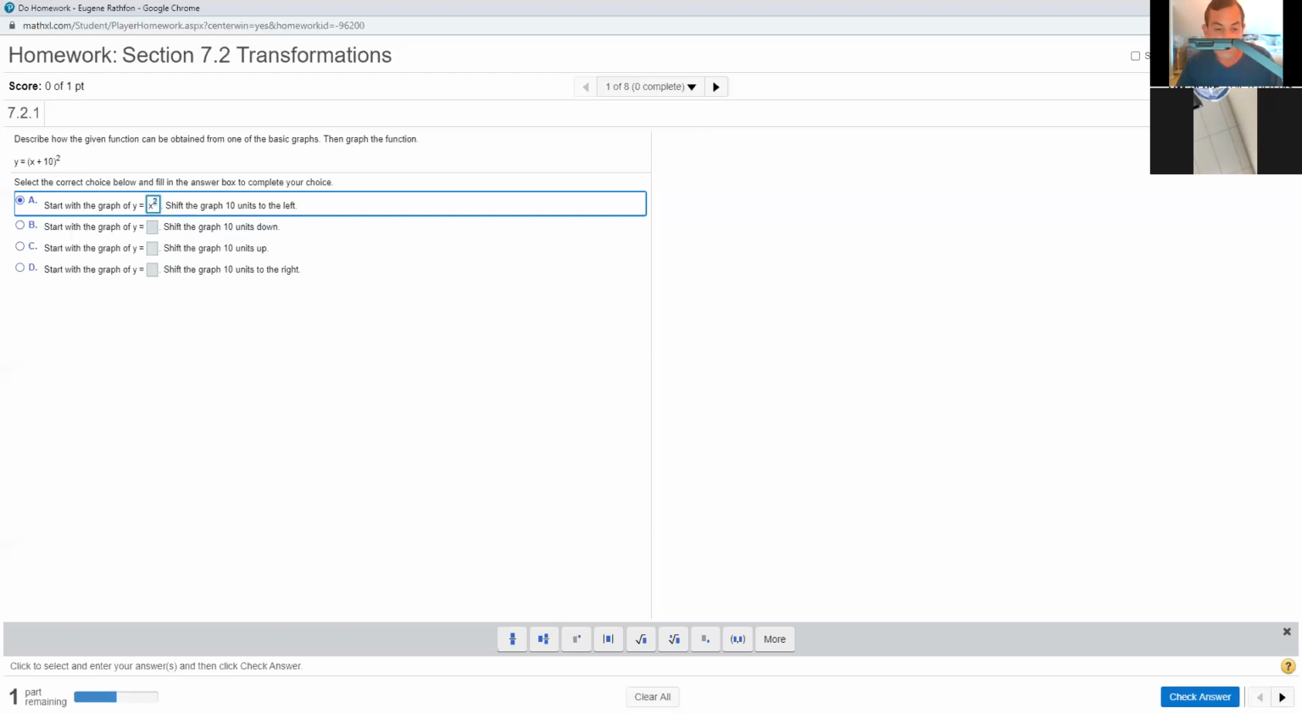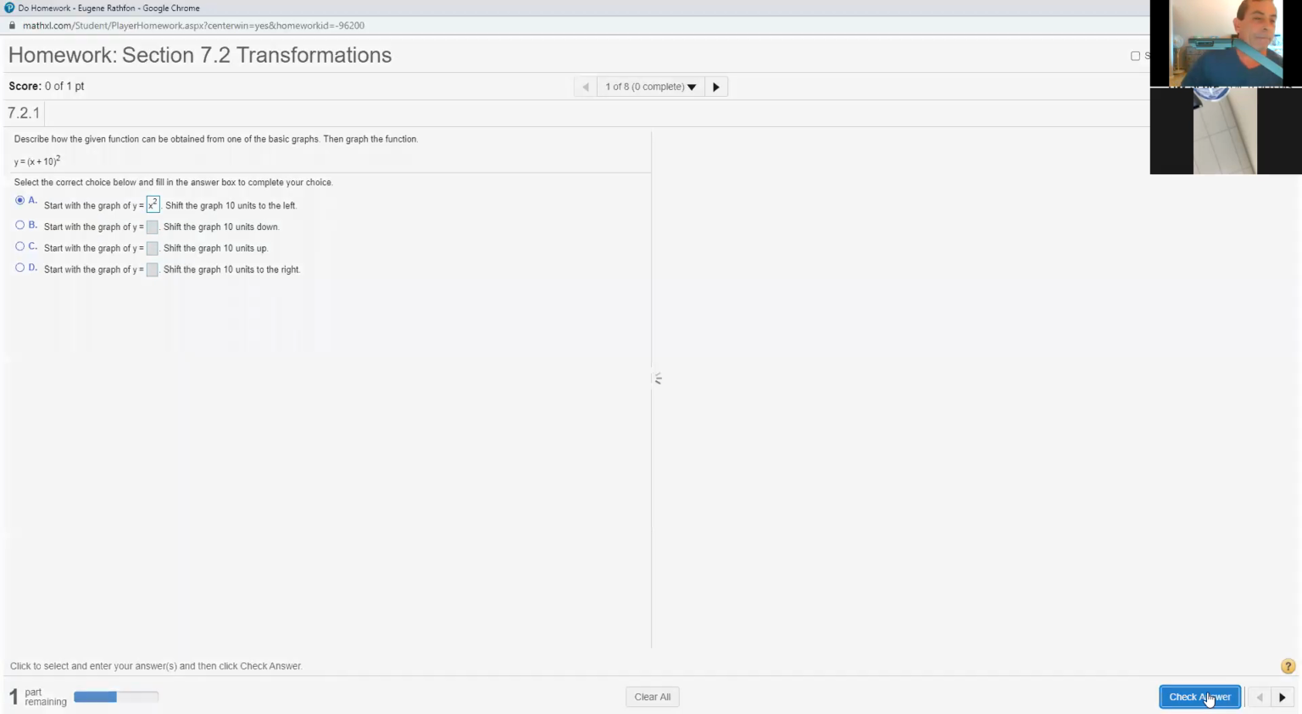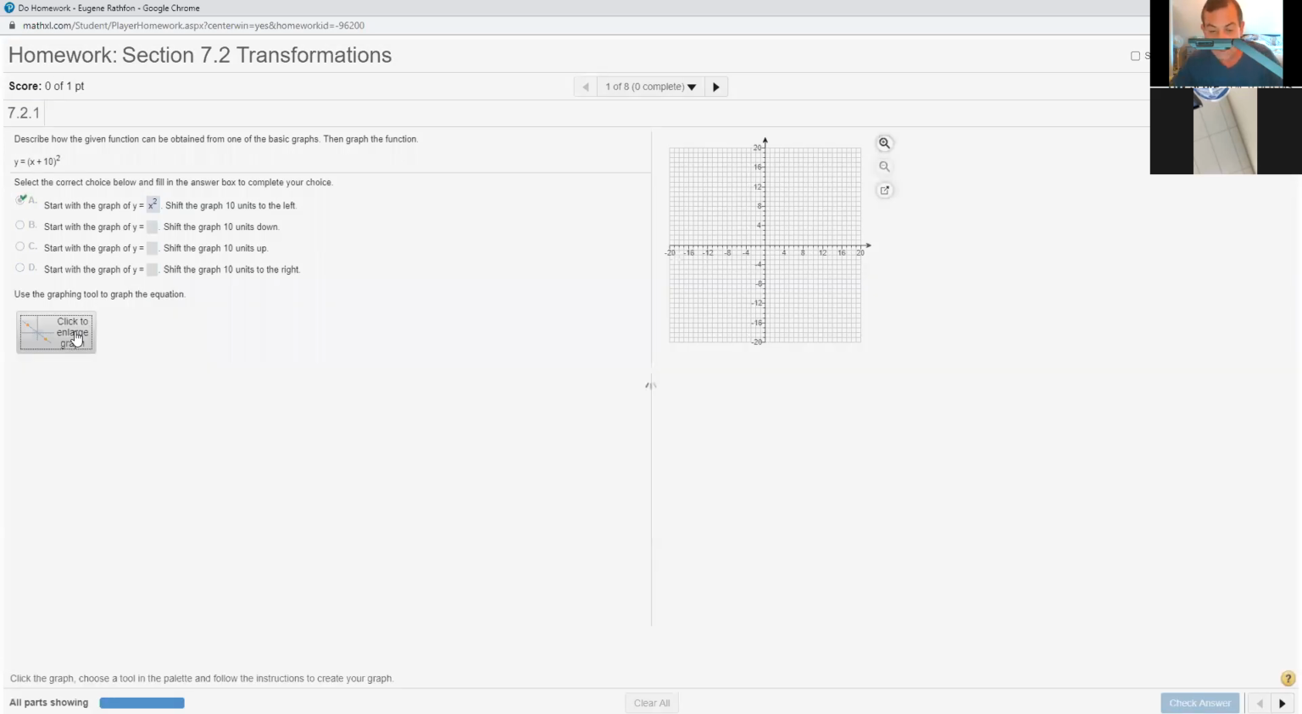All right, so I've got to move this stuff out of my way here so I can reach my buttons. All right, now watch this. When you check the answer, it's going to want you to graph this. So we're going to click this to graph it because this is the tricky part on this.